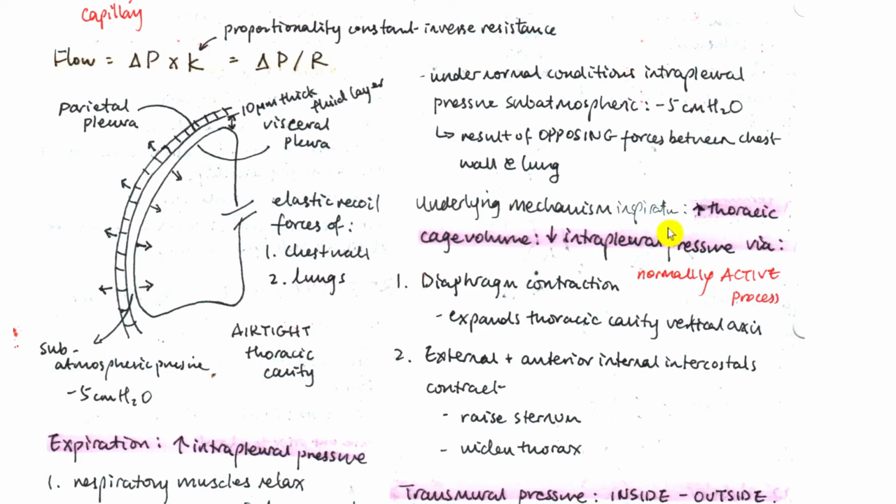The underlying mechanism of inspiration is to increase the thoracic cage volume. So when you're inspiring, you increase the thoracic cage volume, and because it's airtight, it will suck air in. Normally, this is an active process, so diaphragm contraction expands the thoracic cavity in the vertical axis, and external and anterior internal intercostals contract. We have respiratory accessory muscles as well, which raise the sternum and widen the thorax, so your whole thoracic cavity gets bigger. And if you've seen the experiment with the diaphragm and the bell jar, you'll know what's going on here. But basically, because it's airtight, increasing the volume will increase the volume of the cavities of the lungs inside it as well.